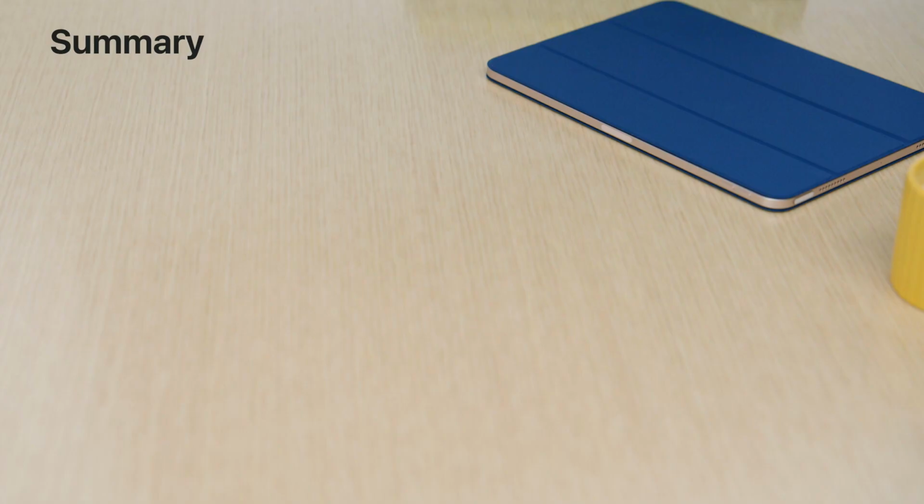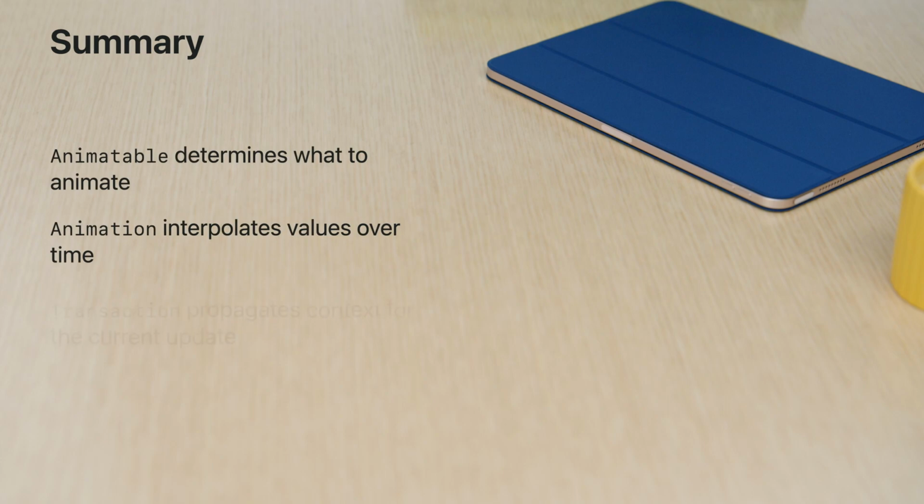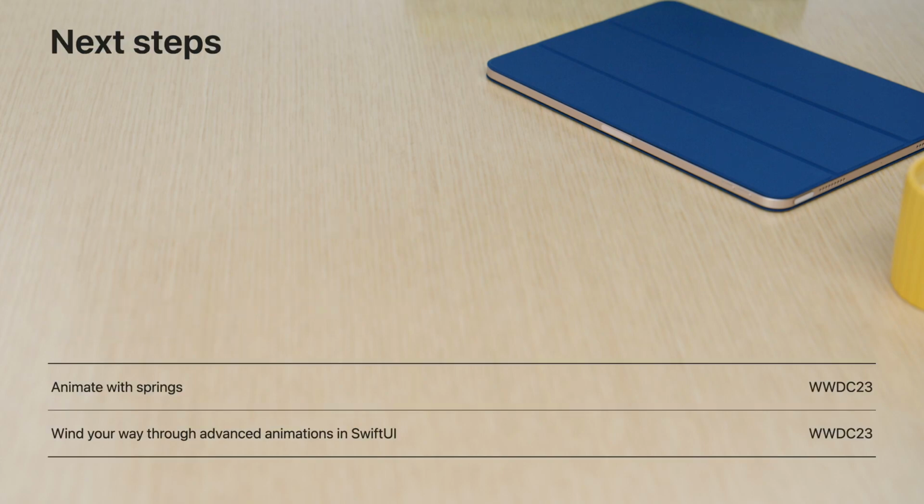In this session, I explain SwiftUI's powerful animation primitives: Animatable, Animation, and Transaction. As a next step, I recommend checking out two related sessions. Animate with Springs provides more guidance on why and how to effectively use spring animations in your app. And Wind Your Way Through Advanced Animations in SwiftUI introduces powerful new tools for constructing multi-step animations. I hope this content gives you a better understanding of how SwiftUI animation works and empowers you to more skillfully leverage animation in your app.